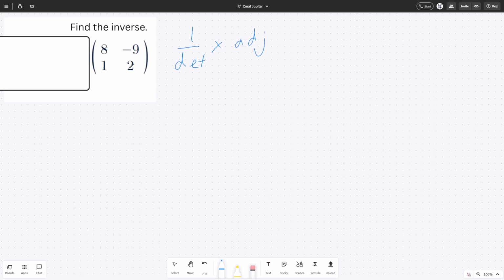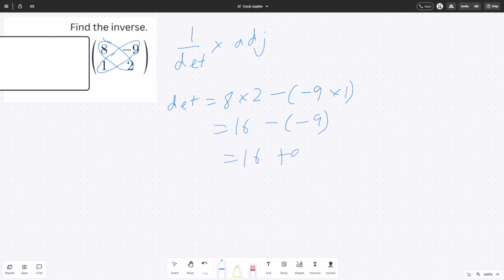To find the determinant, we have to multiply the cross section of this determinant, 8 and 2, and then subtract that by the multiplication of the 1 and the negative 9 here, okay? So the determinant is equal to 8 multiplied by 2 minus 9 multiplied by 1, which will be 16 minus negative 9, which will be 16 plus 9, which will be 25. And because we're looking for the 1 over determinant, the 1 over determinant will be 1 over 25.